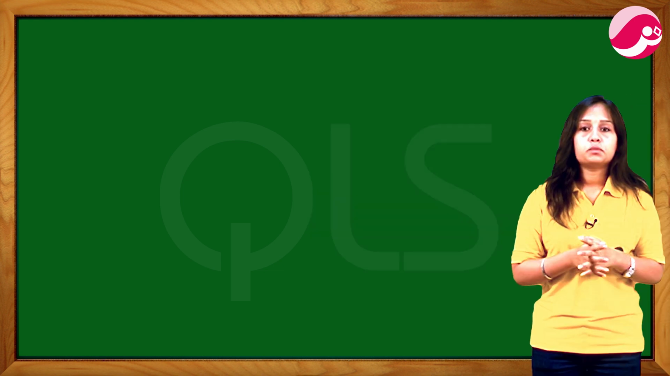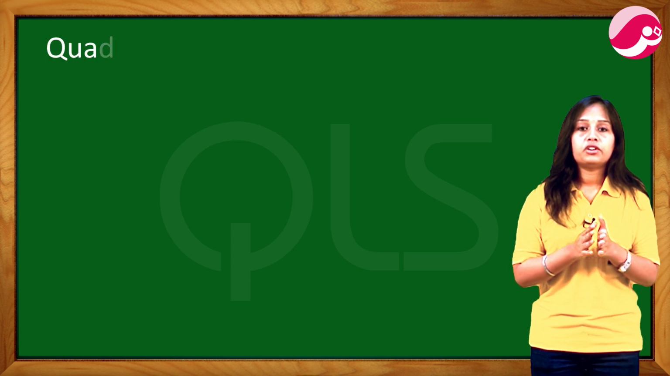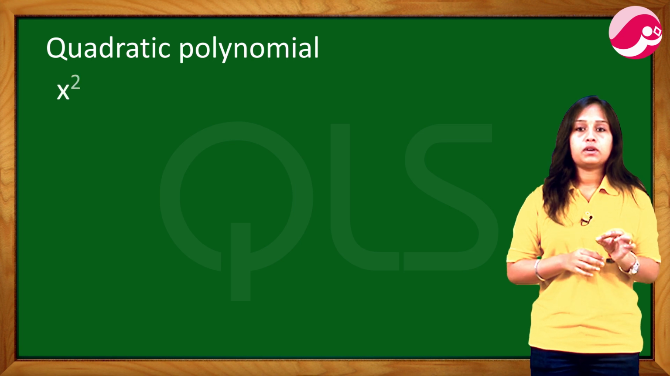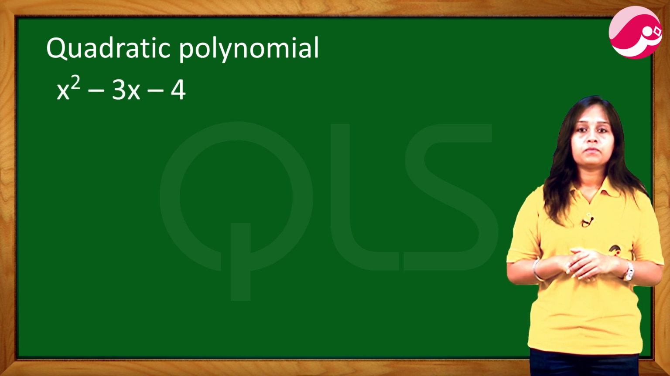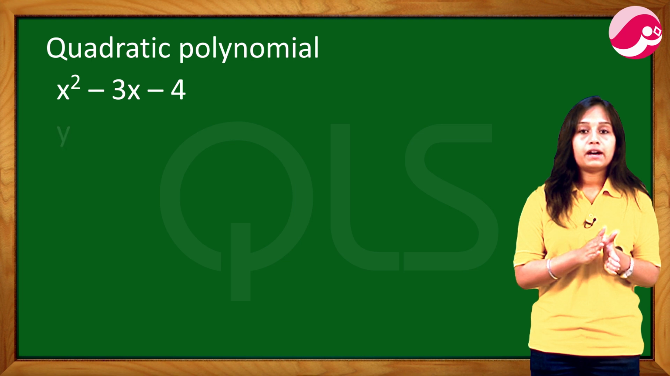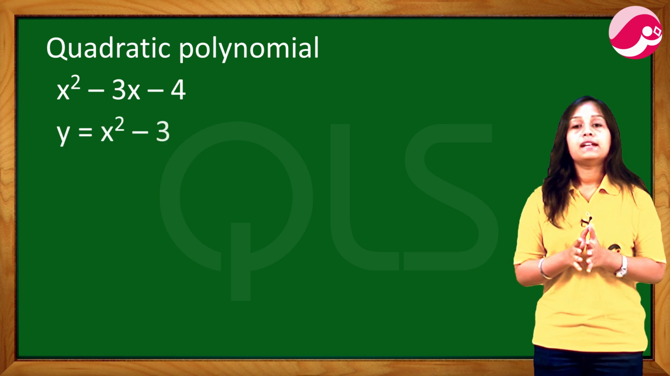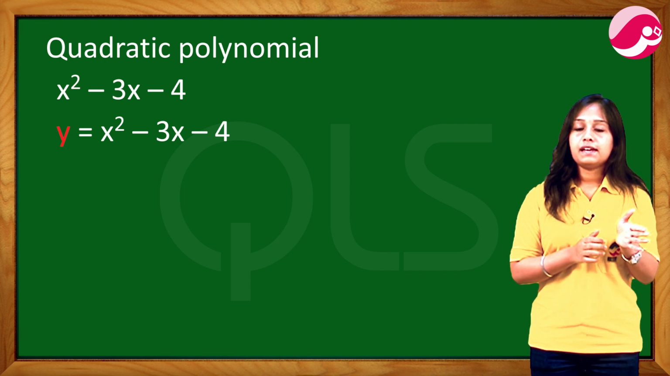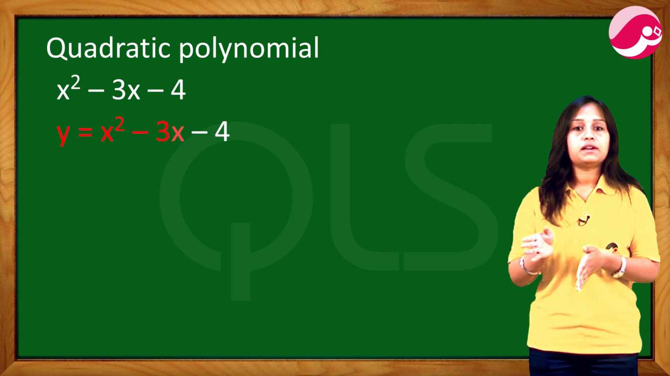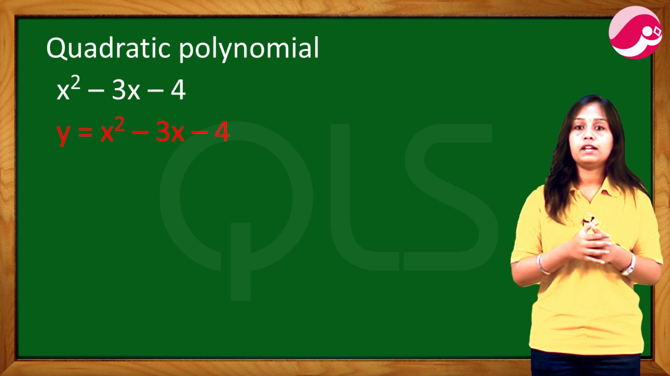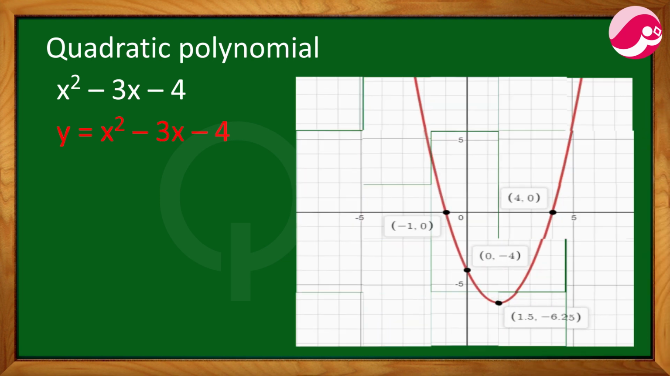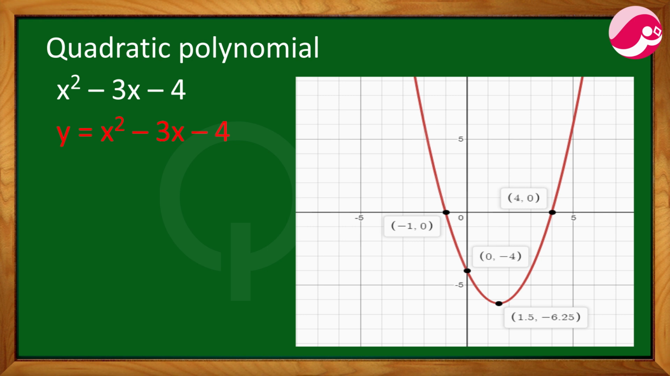Now let us look for the geometrical meaning of a zero of a quadratic polynomial. Consider the quadratic polynomial x² - 3x - 4. Let us see what the graph of y = x² - 3x - 4 looks like. We list a few values of y = x² - 3x - 4 corresponding to a few values of x, and then locate the points listed on a graph paper and draw the graph. We get a parabola opening upwards.